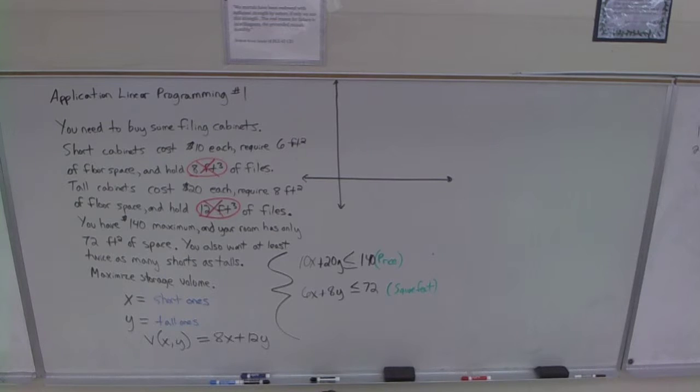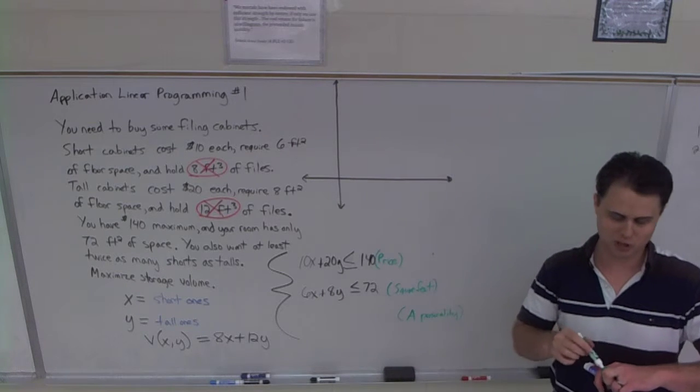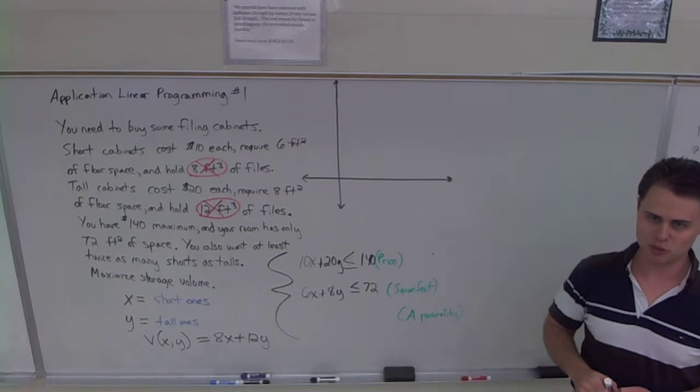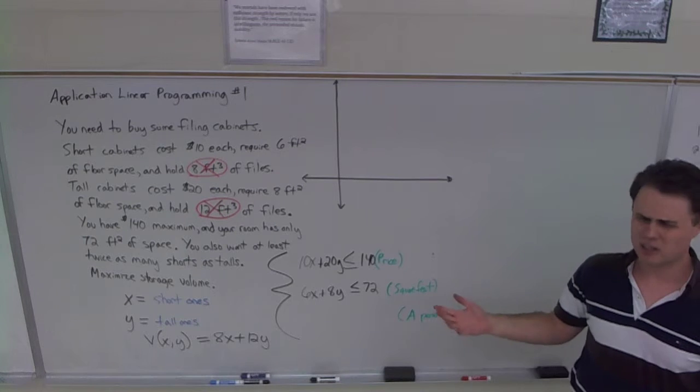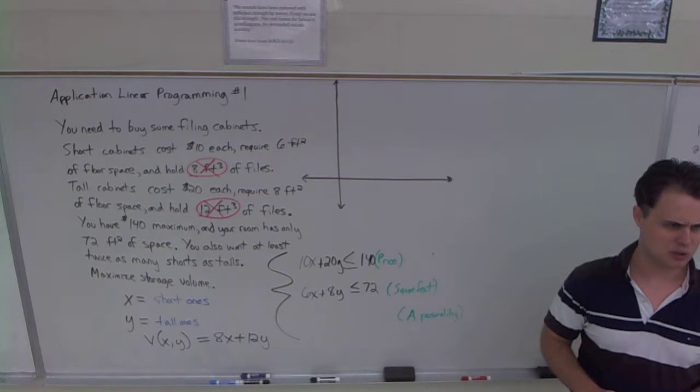And then I think there's one more constraint on this situation: twice as many shorts as talls. Now I don't know where that came from, so what you're going to write over here is personality. It's a judgment call, right? Who knows where that came from? It's just your personal aesthetic. So how do I write that in an equation? Twice as many shorts as talls.